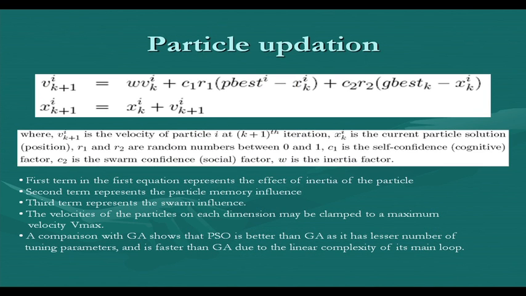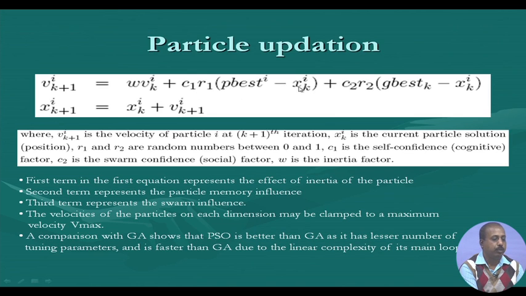So, if V_i^k is the velocity of the particle i at the kth iteration, that is, at the kth iteration the velocity of the particle was V_i^k, then that is updated to V_i^(k+1) using this formula. There are three factors in it. The first part of it is inertia. So there is an inertia factor W.